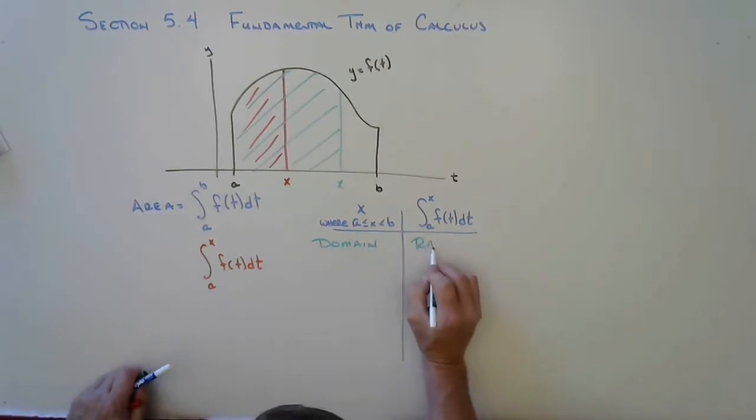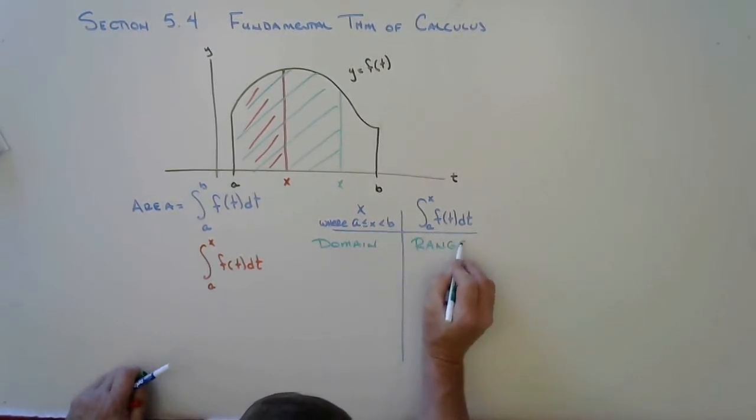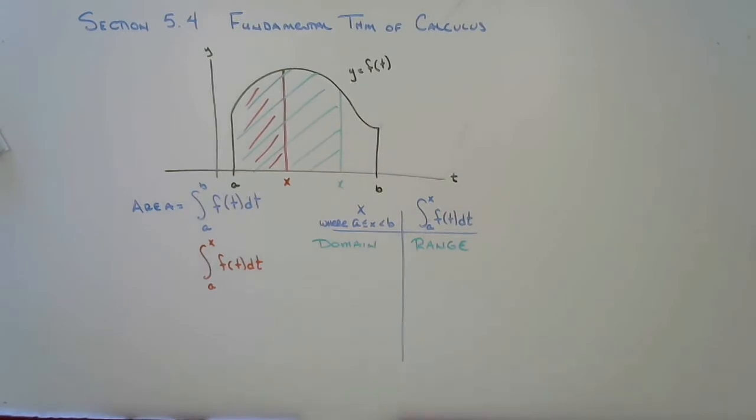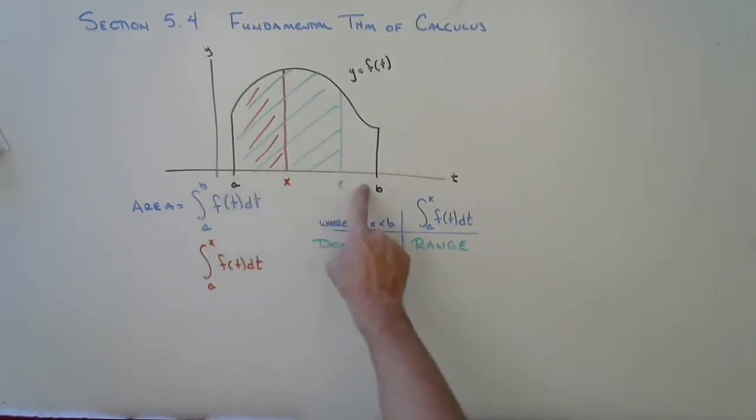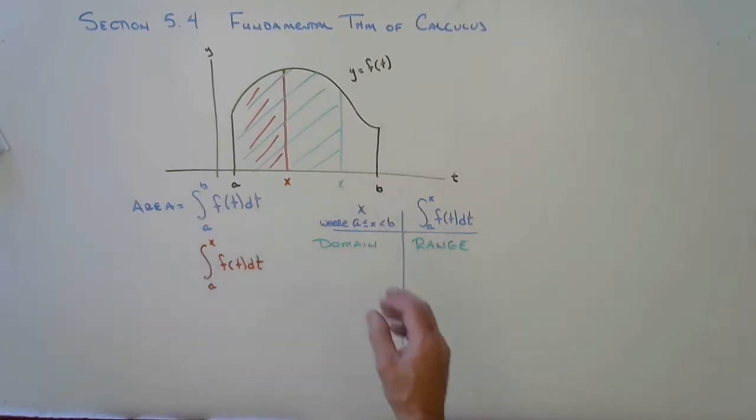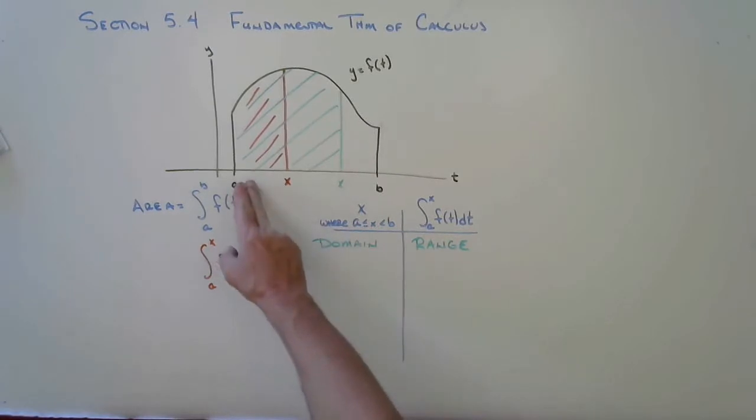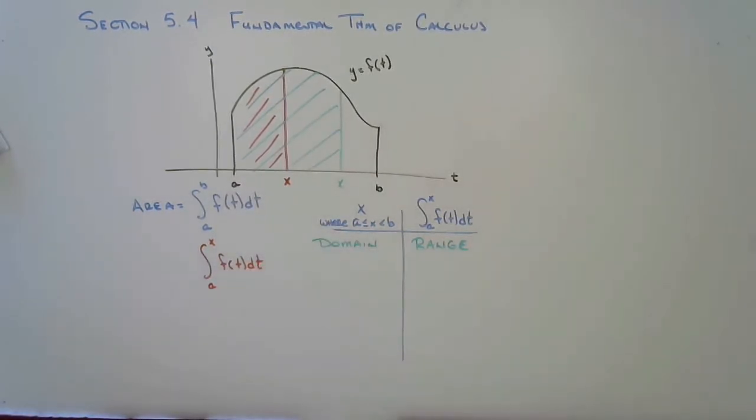This is going to be our range over here. So if we look at this, the domain is just any x between a and b. You pick it, that's easy. The range is going to be the area from a to wherever you've given me the x.